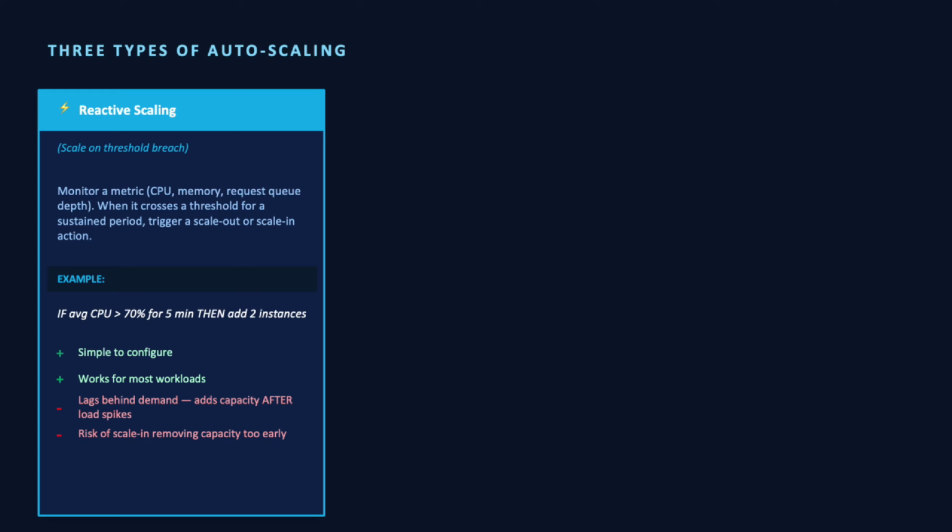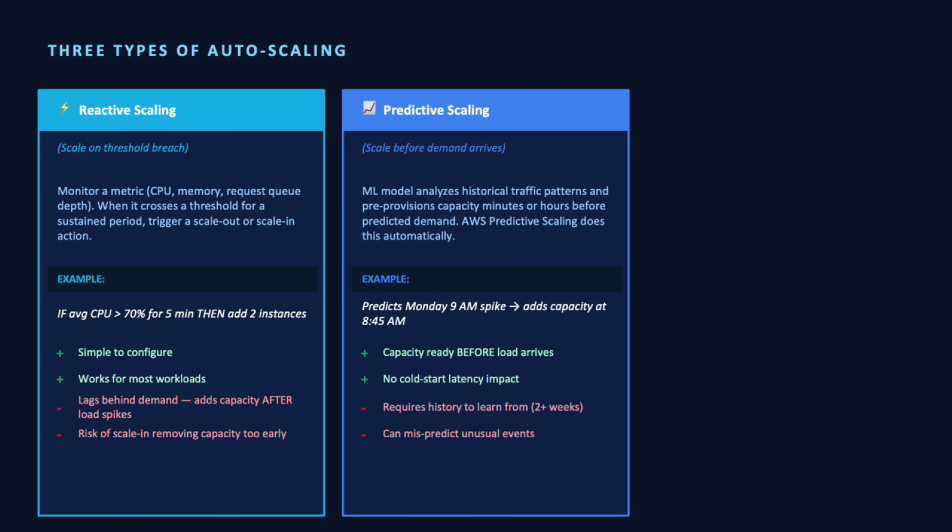The second approach for auto scaling is predictive scaling. AWS predictive scaling, launched in 2021, and GCP's predictive autoscaling use machine learning to analyze your historical traffic patterns. If you consistently spike every Monday morning, the system learns this and starts adding capacity at 8:45 a.m., before the spike hits at 9 a.m. This requires at least 2 weeks of history to learn from.